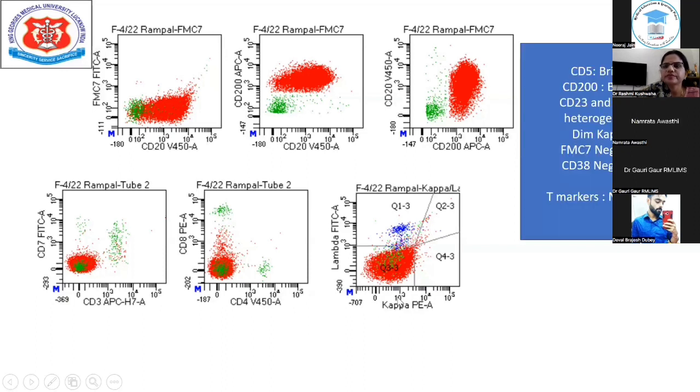So we are dealing with a population which is bright CD19 positive, very bright CD200, and CD5 positive. CD20 is very dim, CD23 is heterogeneous with dim kappa expression, negative FMC7 and negative CD38. All the T markers were negative, and correlating with the peripheral smear image that we got, it's a case of chronic lymphocytic leukemia.